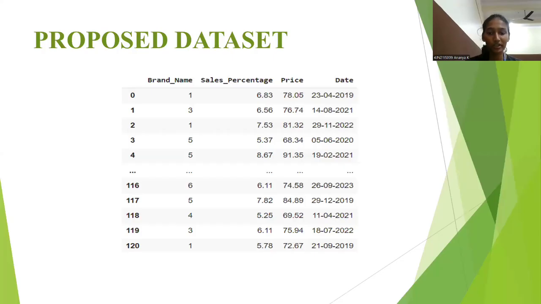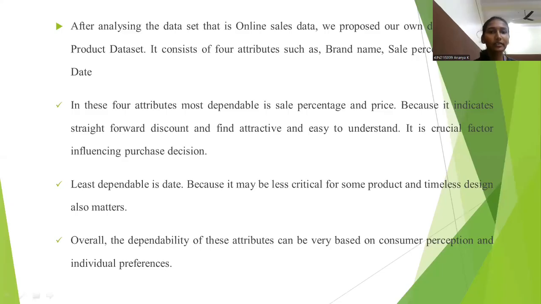This is our proposed data set, which consists of brand name, sales percentage, price, and date as attributes. After analyzing the online dataset, we have proposed our own dataset called the product dataset. It consists of 4 attributes named brand name, sales percentage, price, and date.